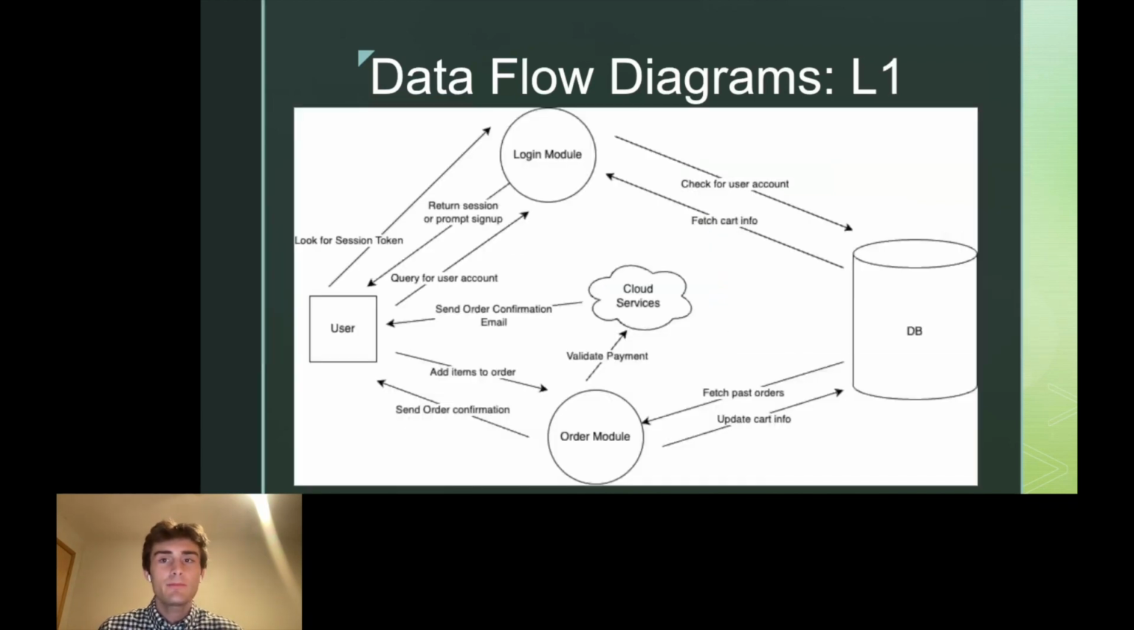In our level 1 diagram, you can see a more complex view of the data flow. You can see the login module and the order module have been separated, and they both interact with the user for different functionalities, and they both fetch information from the database and write information to the database. Cloud services has been separated as well. This includes our email notification system and our Stripe payment validation system.